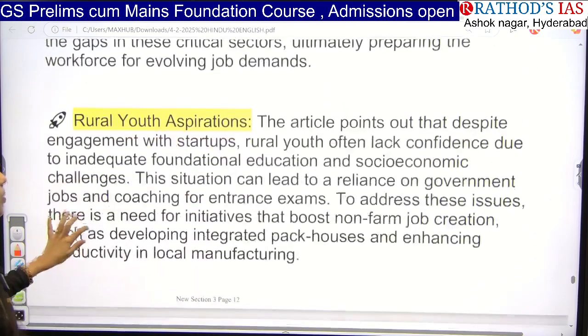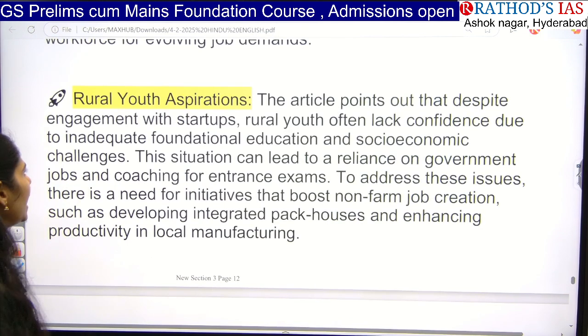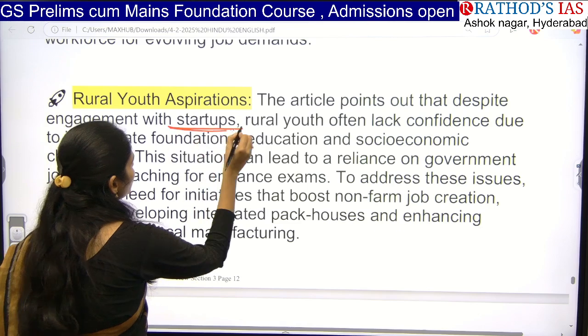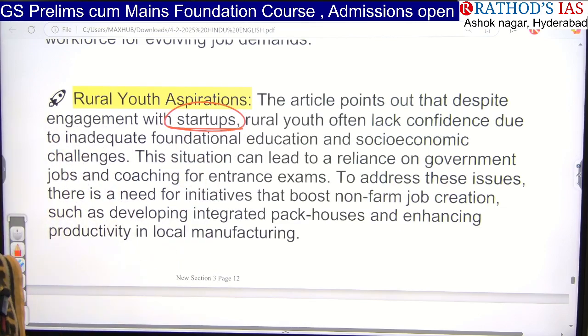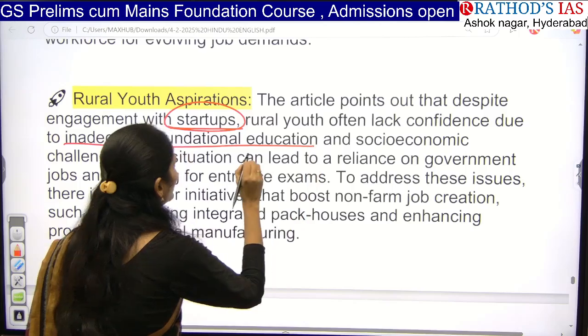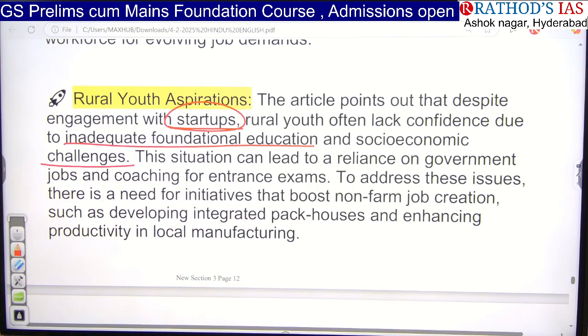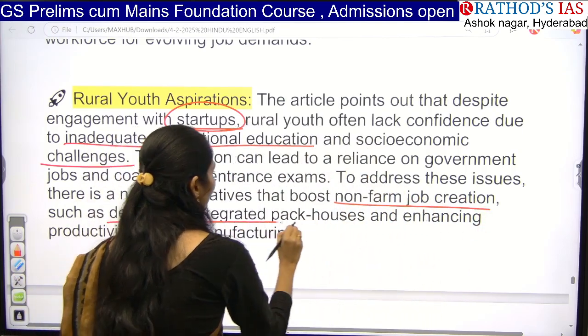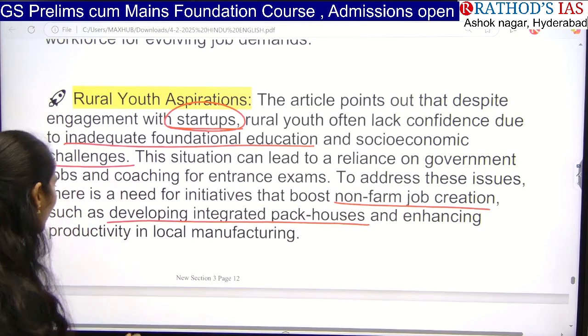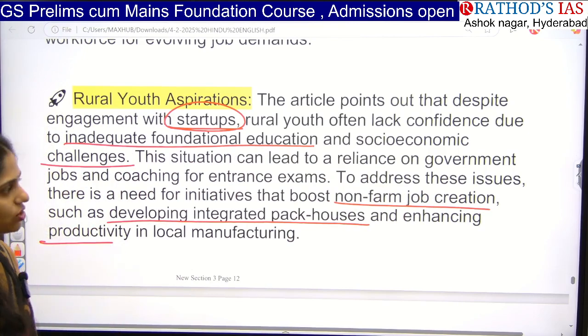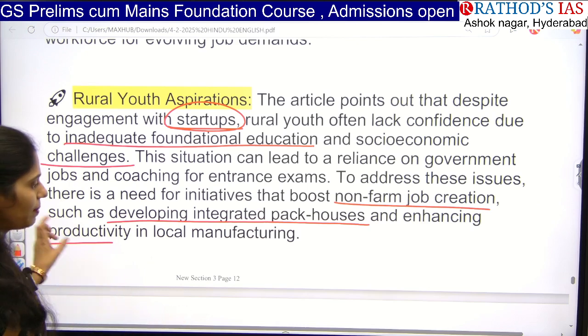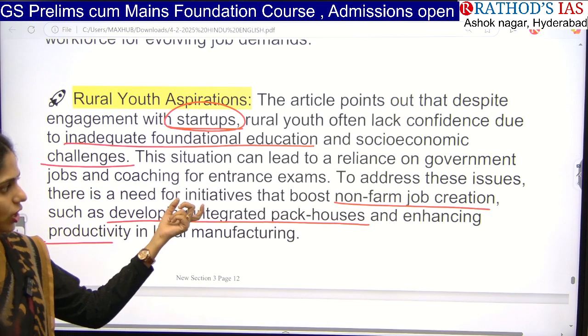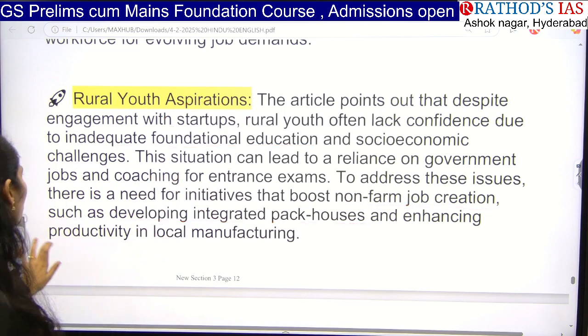And the next one is rural youth. Here, this article is saying that we have to engage students with startups. Youth often lack confidence because of inadequate foundational education and socio-economic challenges. So here the government needs to focus on non-farm job creation, like developing integrated pack houses and also enhancing productivity in rural manufacturing. So we have to develop rural manufacturing, and that means we have to provide proper education as well as non-farm job creation in rural areas.